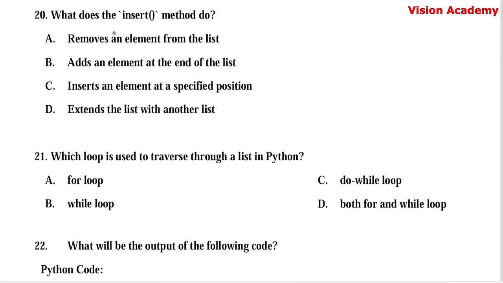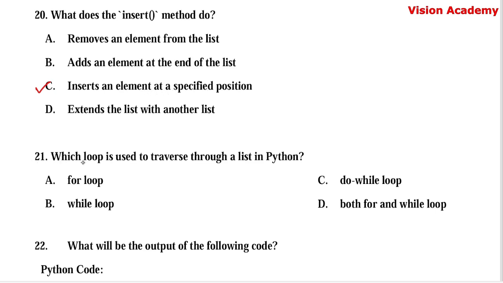Question number 20. What does the insert method do? Option A, removes an element from the list. B, adds an element at the end of the list. C, inserts an element at the specified position. D, extends the list with another list. Here, option C, inserts an element at a specified position, is the right answer.